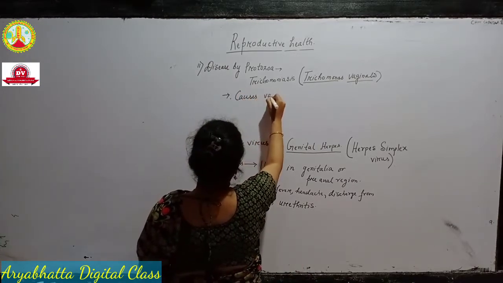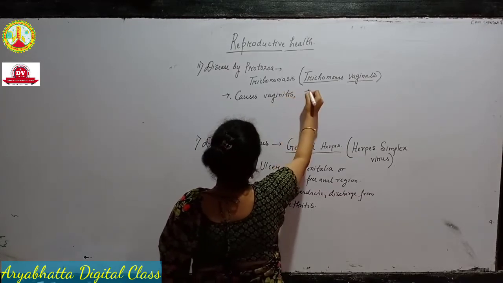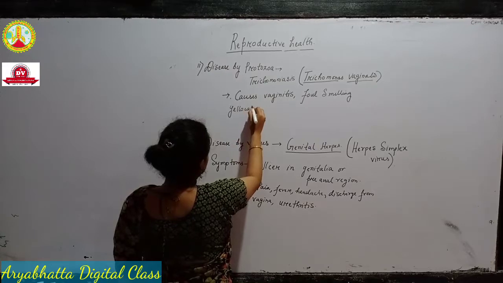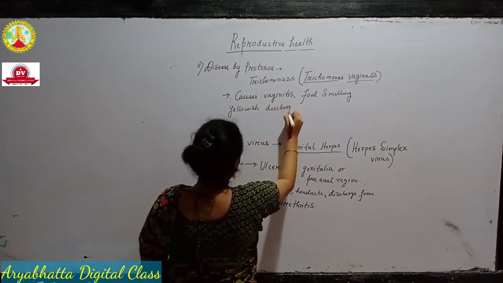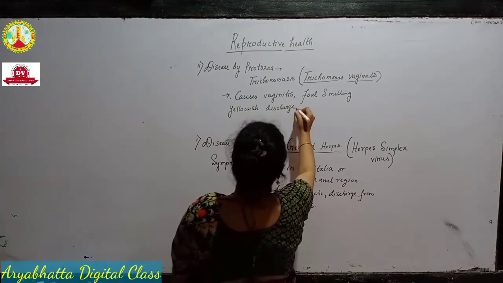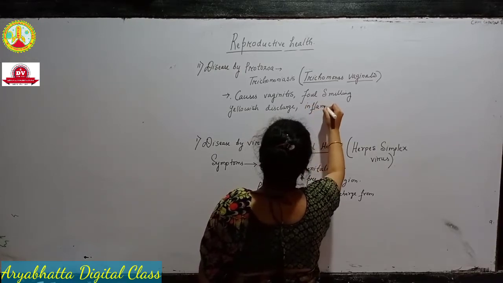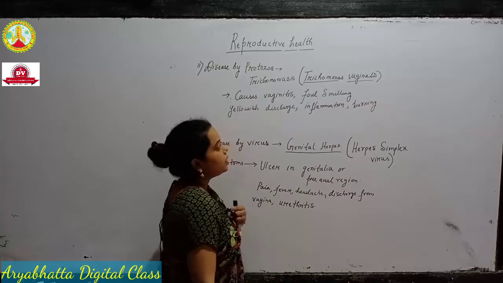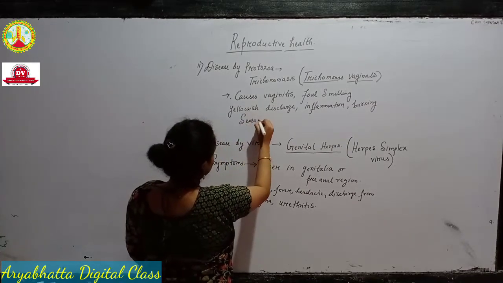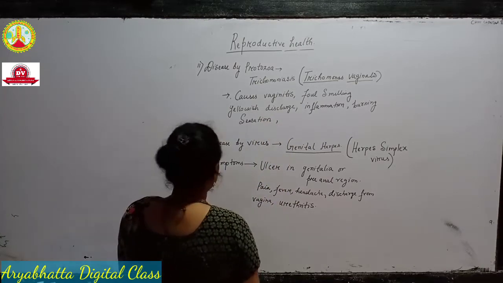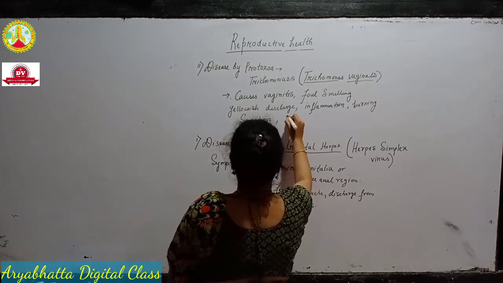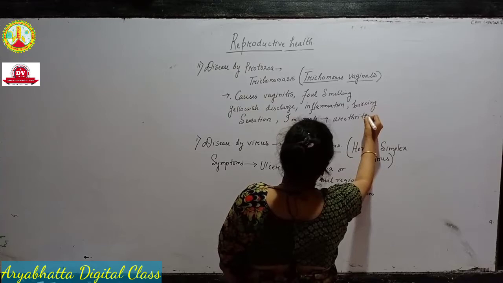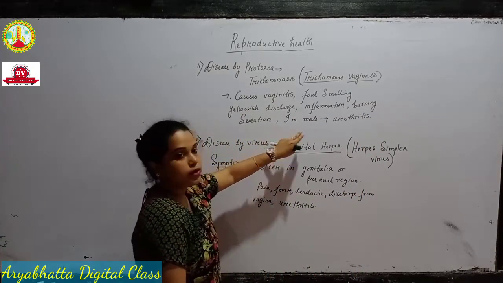It causes vaginitis. Sometimes a foul smelling, yellowish discharge. Inflammation occurs in the vaginal area, and a burning sensation. In males, this protozoa causes urethritis.